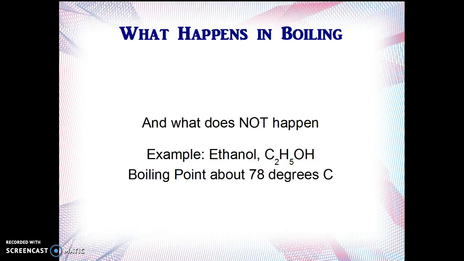In this short video, let's think about what happens on the molecular level when a substance boils, and also what does not happen. The animations are crude, but they get the point across. As our example substance, we're going to use ethanol, C2H5OH, an alcohol. It has a boiling point of about 78 degrees Celsius.